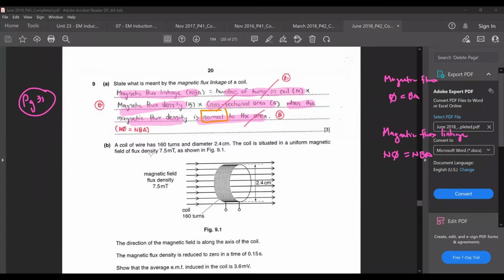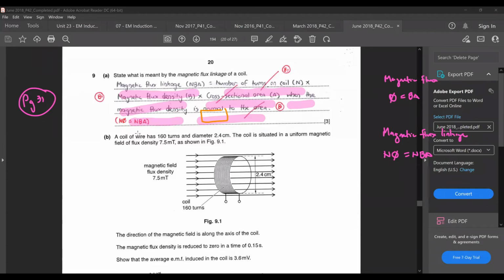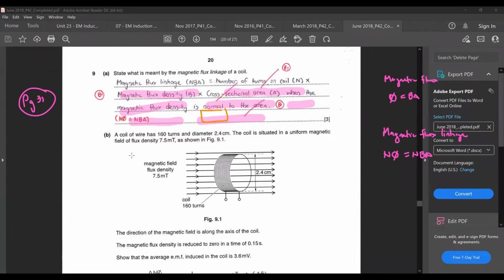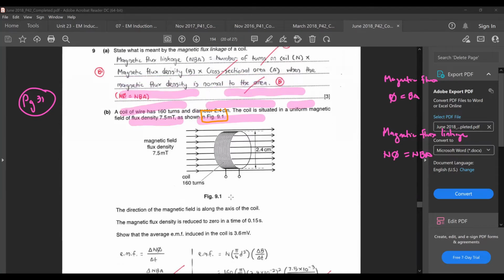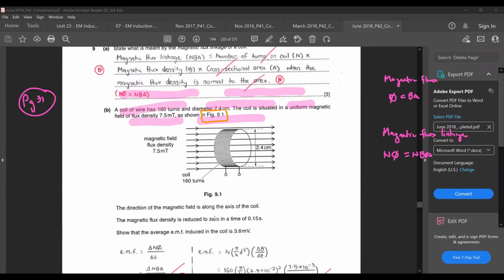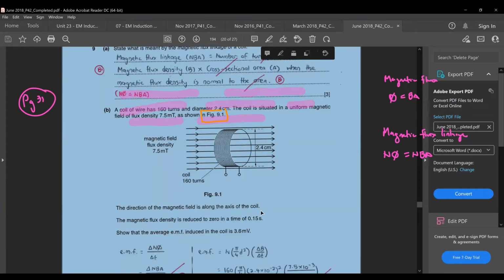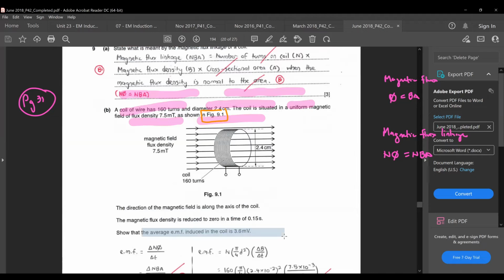Okay, right. So 9A, all right. Now let's look at part B. For part B, you have a coil of wire that has 160 turns and a diameter of 2.5 centimeters. The coil is situated in a uniform magnetic field of flux density 7.5 millitesla as shown in figure 9.1. The direction of the magnetic field is along the axis of the coil. The magnetic flux density is reduced to 0 in a time of 0.15 seconds. Show that the average EMF induced in the coil is 3.6 millivolts.